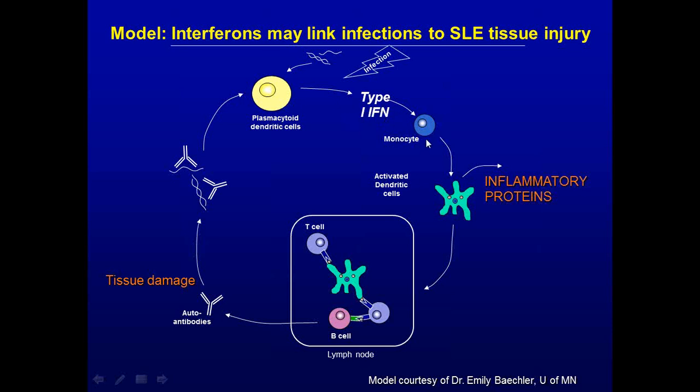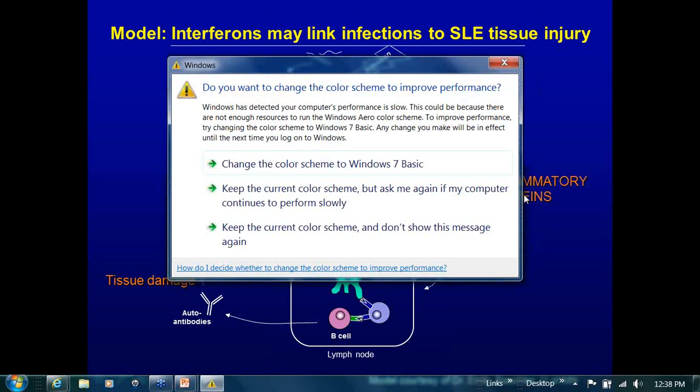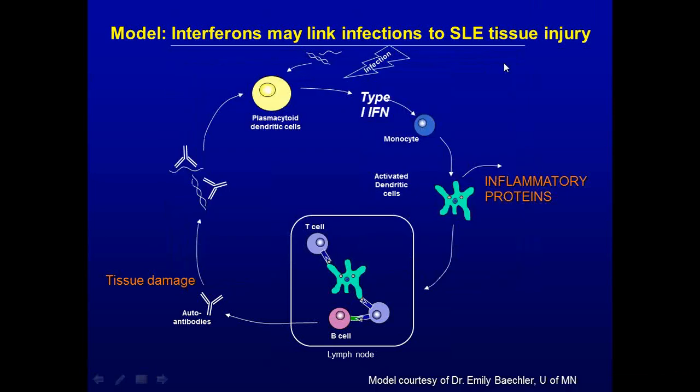And so type 1 interferon is thought to be produced by plasmacytoid dendritic cells and then act on other cells in the blood called monocytes. These monocytes mature in response to interferon and produce molecules that drive inflammation. The names of these proteins are not particularly important. It's just important to know that inflammation, which is a process in the body that can result in tissue damage, is promoted by these proteins. So they are downstream of the type 1 interferons in this model.